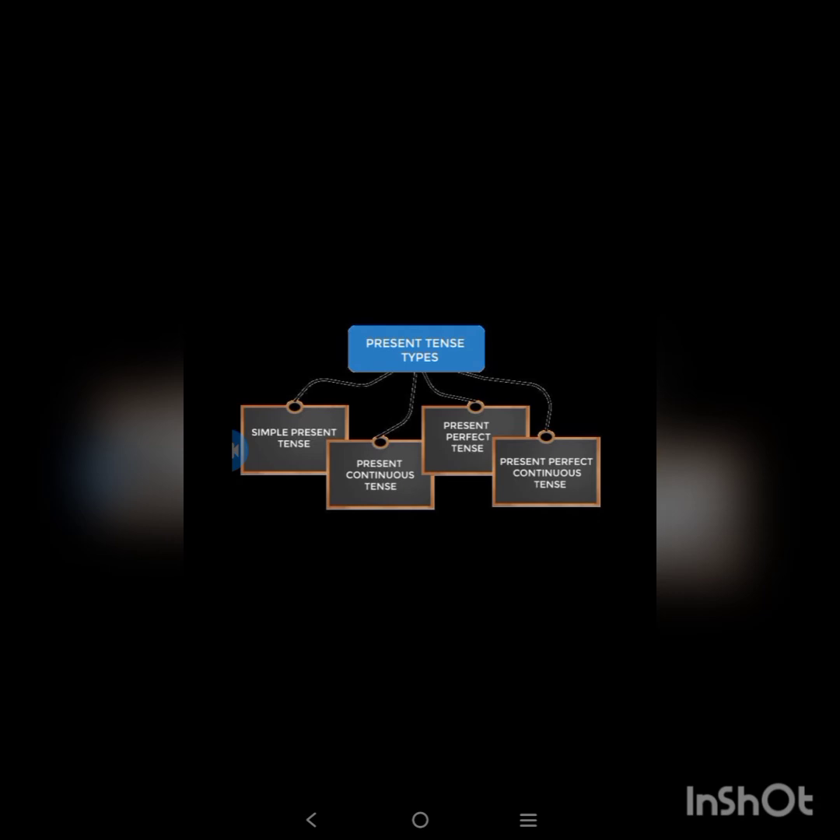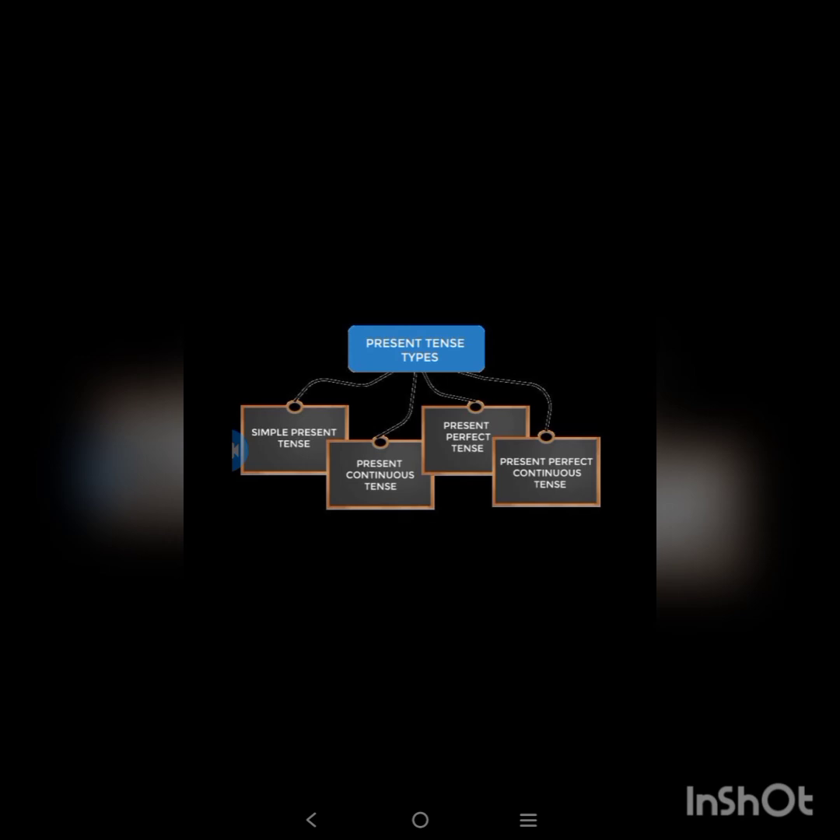What is present tense and also the four types of present tense? What are the four types of present tense? Can you say? Simple present tense, present continuous tense, present perfect tense, and present perfect continuous tense. Have you understood this? Simple present tense is used to say an action that is happening right now, or an action that happens regularly, or a universal truth, the action that happens often. For saying about these actions we use simple present tense.